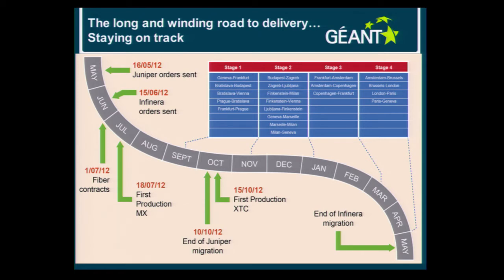So we first deployed the MXs. Between June and October, we deployed the MXs in about 30 POPs, and all the MCCs were removed. Then straight after that, we started the Infinera kit deployment. The first XTC went into production in mid-October, and the end of migration for Infinera was in May.